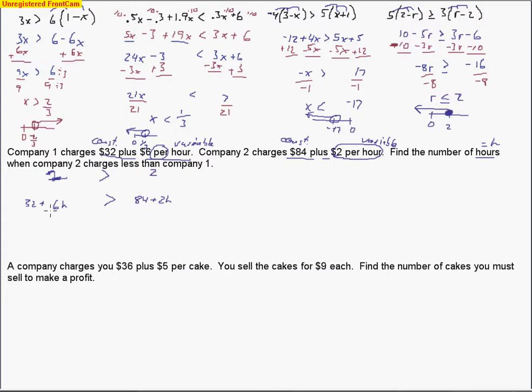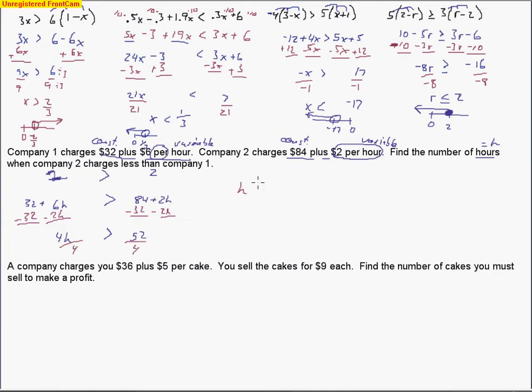So we'll go ahead and solve by moving some terms around. I'll subtract that 2h from both sides. And I'm also going to subtract the 32 from both sides. So here's what we have left. We've got a 4h is greater than, and this makes 52. So I can go ahead and divide by 4. And 4 does go in there evenly.